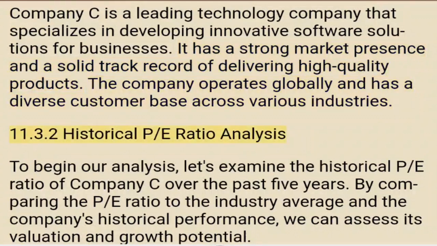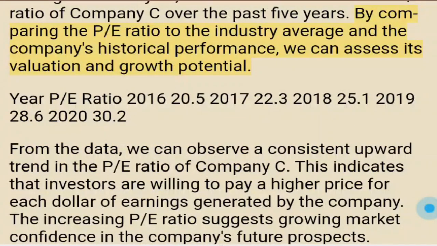11.3.2 Historical P/E ratio analysis. To begin our analysis, let's examine the historical P/E ratio of Company C over the past 5 years. By comparing the P/E ratio to the industry average and the company's historical performance, we can assess its valuation and growth potential. Year, P/E ratio: 2016, 20.5; 2017, 22.3; 2018, 25.1; 2019, 28.6; 2020, 30.2.